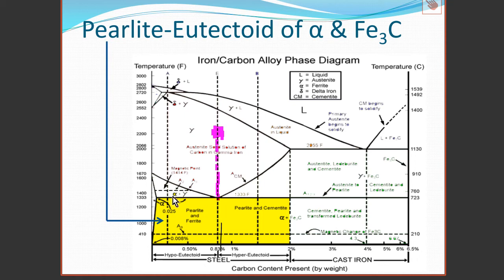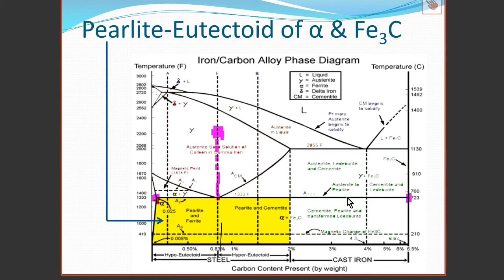leaving an iron-rich or carbon-depleted, shall we say, or almost pure iron state, the alpha iron. So it wants to split into alpha iron, and then the carbon that cannot fit into the alpha iron must form cementite. Okay, so this single phase gamma is going to split, and when it does, it forms a microconstituent, and that's what this yellow field is here.